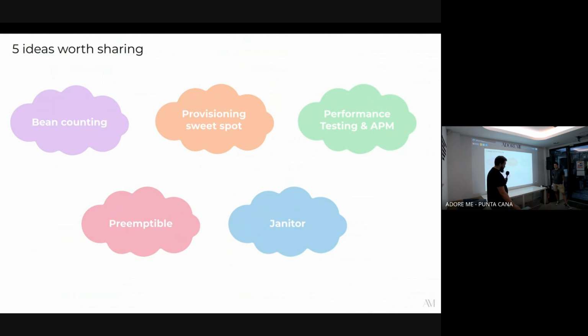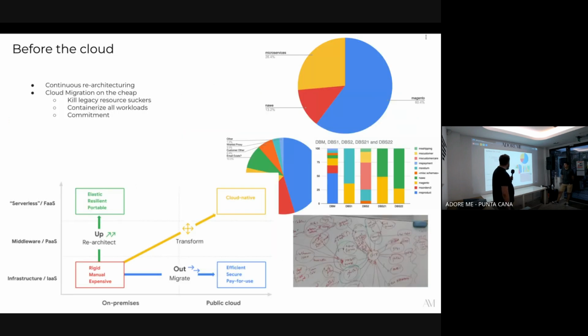Well, I can read it. 5 ideas we're sharing: bin counting, provisioning sweet spot, performance testing and APM, preemptible instances and janitor. And before we, let me do something. There we go.